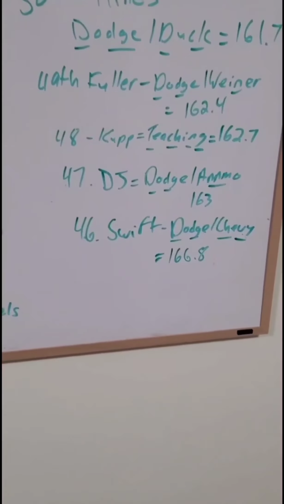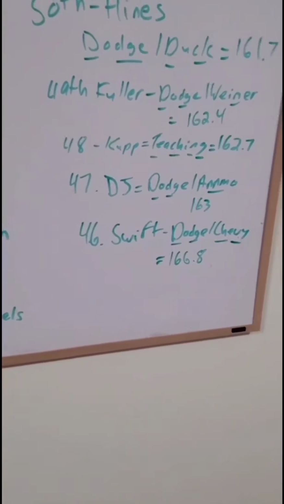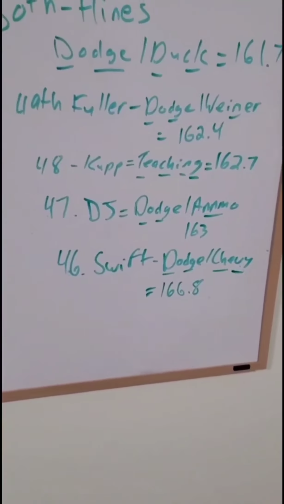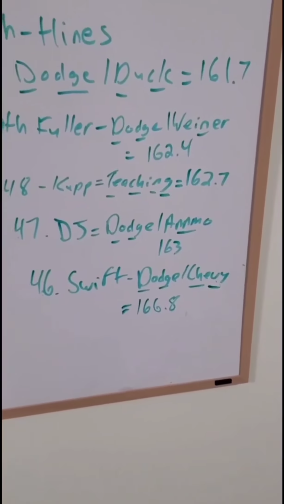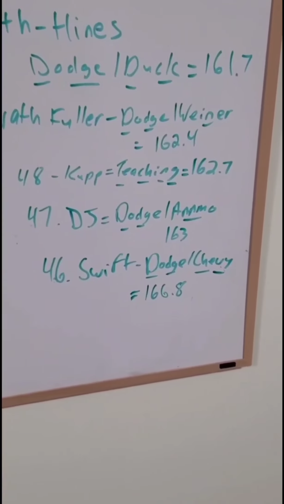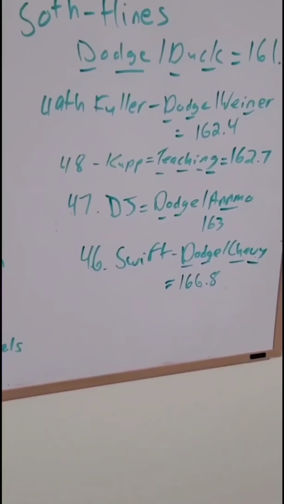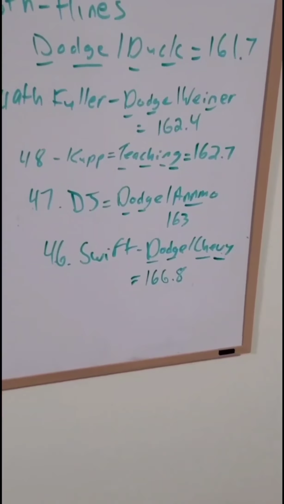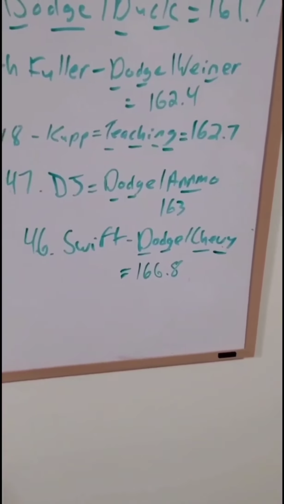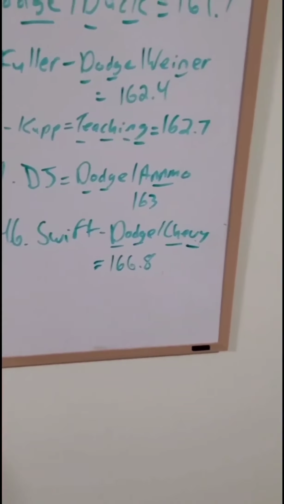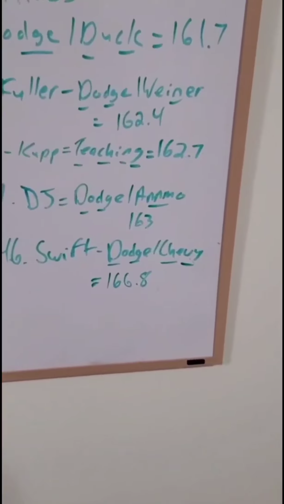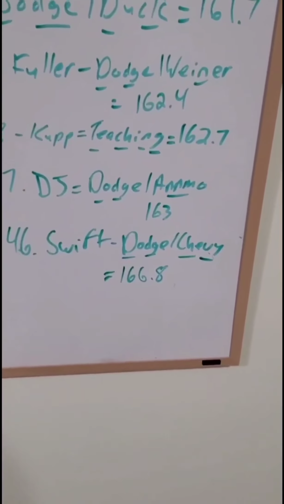Moving on from there, I have Cooper Kupp at 48, and I picture him teaching. So we have a 1 for the T, and then a 6 for the CH. We have a 2 for that N, and then that's a hard G, so 162.7. We have David Johnson, and this is a good one to go over. I picture him dodging an ammo crate from Call of Duty. So 1, 6 for dodge again, and then ammo is a 3. You see the MM there, but that's just one sound.